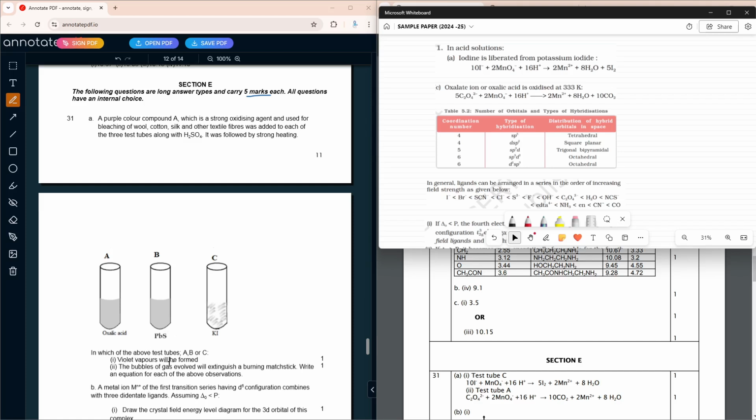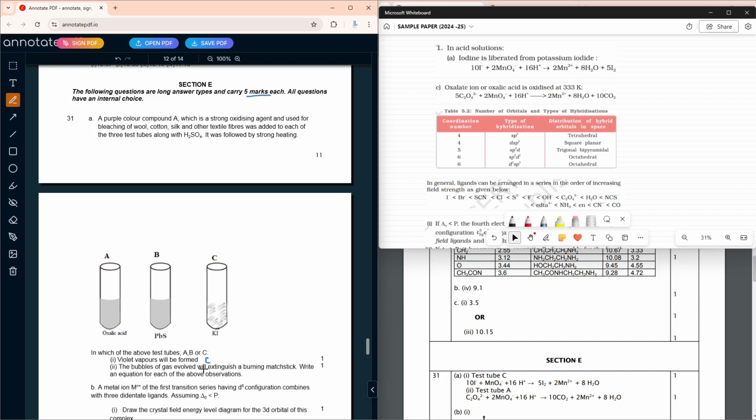So we need to figure out in which of the above test tubes violet vapors will be formed. When potassium permanganate reacts with potassium iodide, it leads to the formation of iodine vapors, which is violet in color. So this implies that it's test tube C.